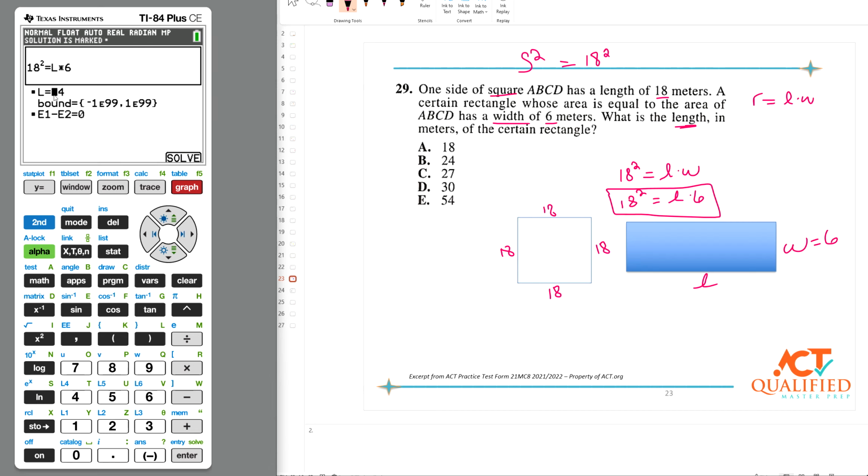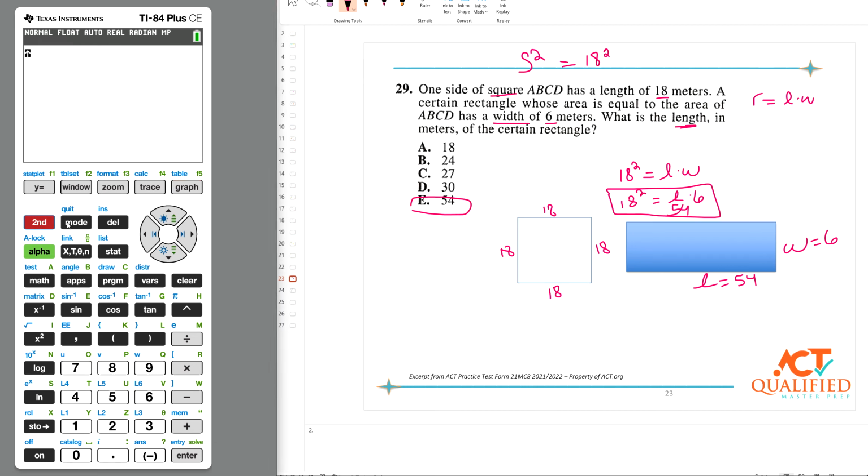And we can clearly see here that the length is 54. So the length is 54, and the width is 6. If we want to check this, we can, because the problem says a certain rectangle whose area is equal to the area of the square. So let's go ahead and make certain that 54 is actually correct. We're going to circle it. Say second quit.